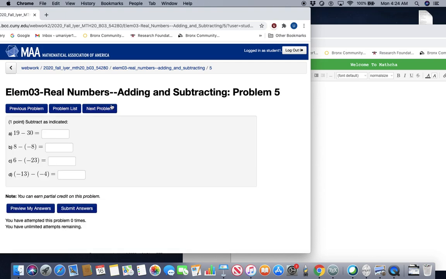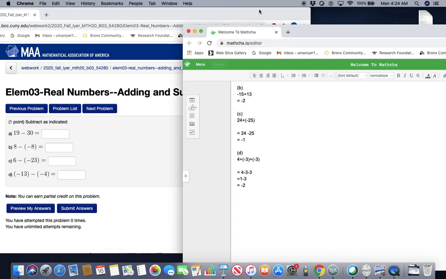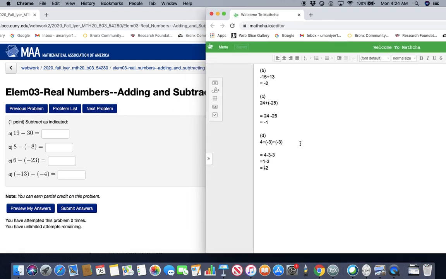All right. Similar questions. It's subtraction now. 19 minus 30. Well, I have $19. I lost $30. Well, I lost more, so I'm in the red. How much red? The difference between the two. Okay, 30 minus 19. The difference between the two. B part.